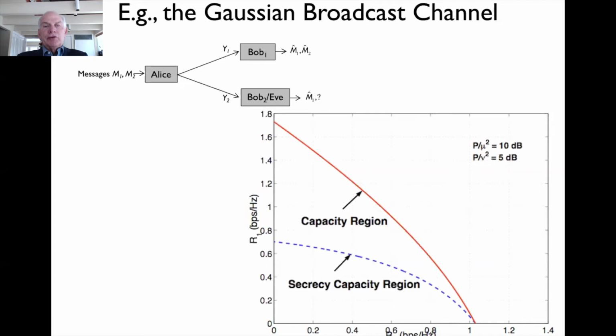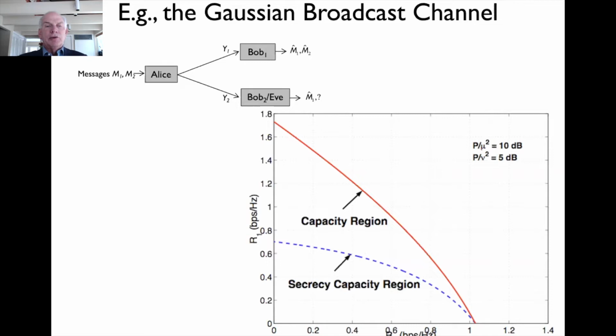So let me just, as an example, look at the Gaussian broadcast channel. Here we have Alice, the legitimate receiver, and two receivers. We call them Bob 1 and Bob 2. And this is a so-called broadcast channel with confidential messages. So there are two messages, M1 and M2.